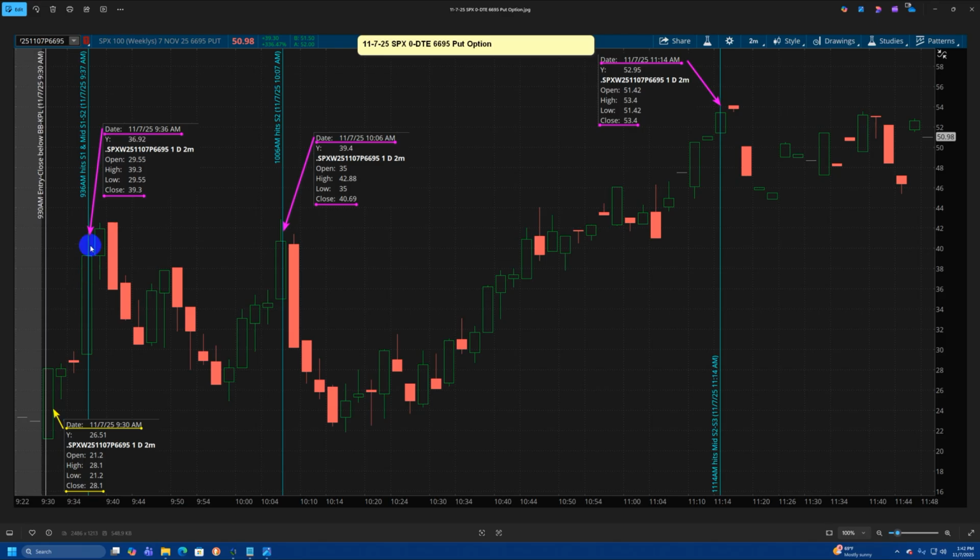Here's the 9:36 a.m. candle that hits both S1 and then mid S1, S2. The close $39.30. Here is the 10:06 a.m. candle that hits S2, $40.69. Here is the high, $42.88. As I said, there was a wick that could have given you a little bit better price if you got out on that wick. Here's the 11:14 a.m. candle that hits mid S2, S3, $53.40.